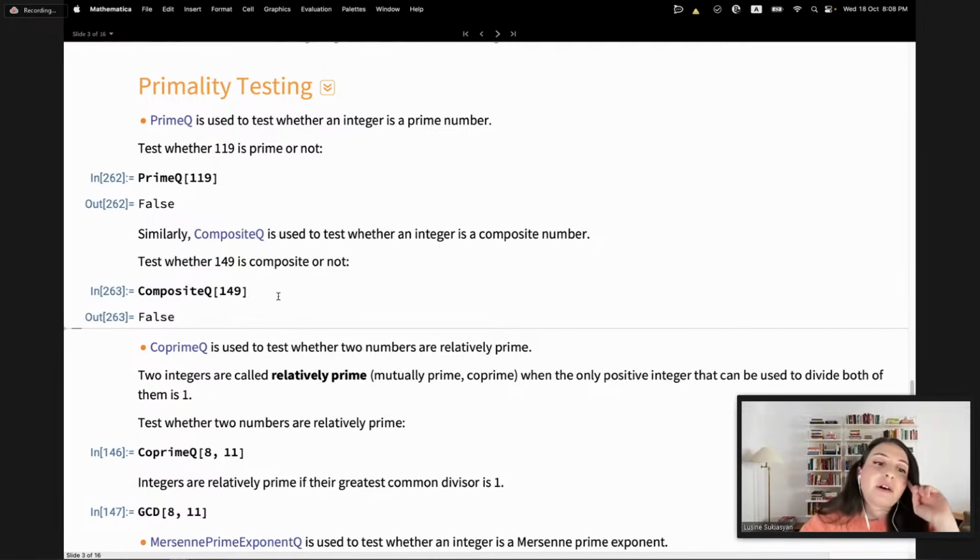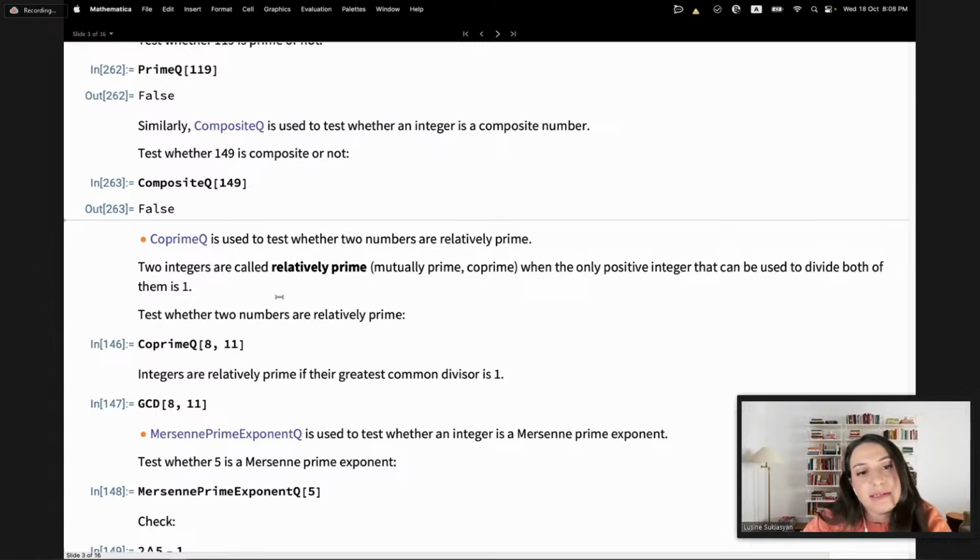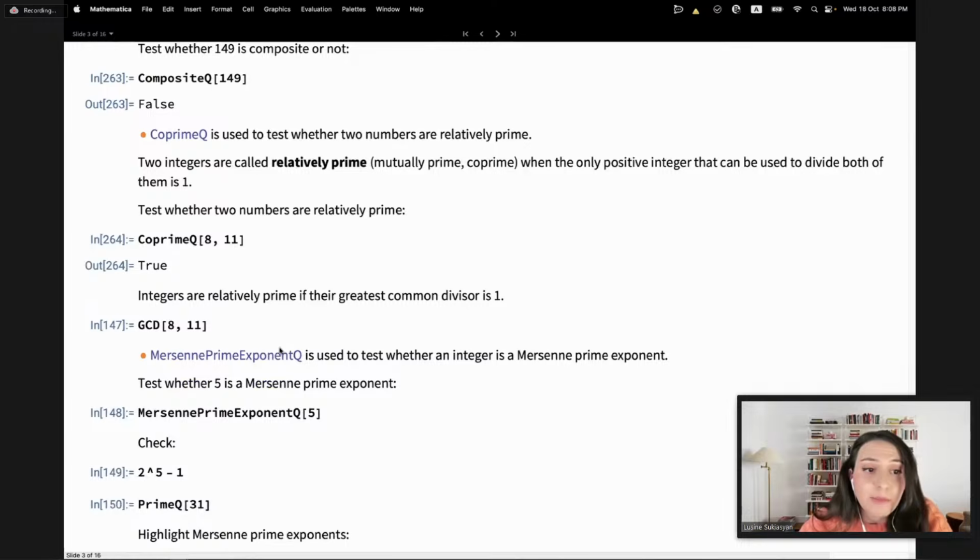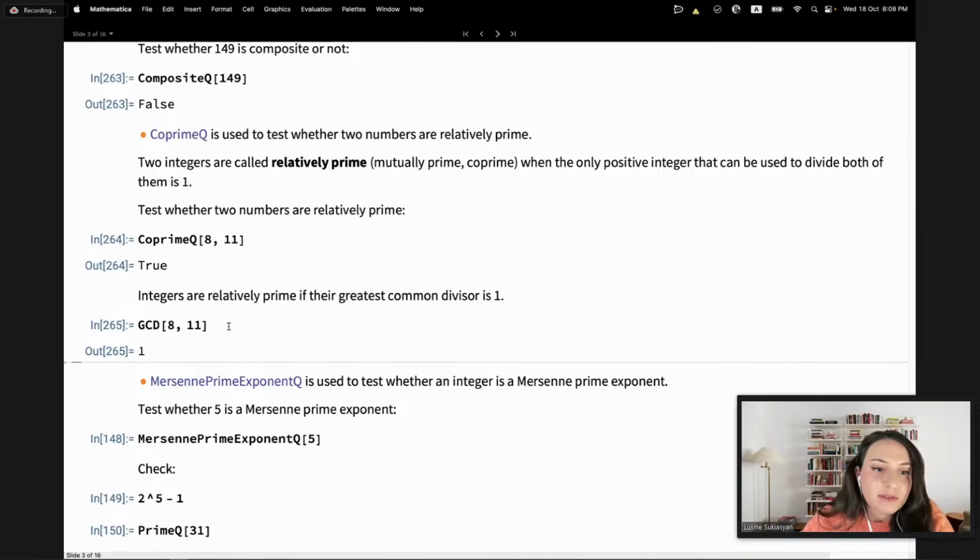The next one is the function CoprimeQ, which is used to test whether two numbers are relatively prime. So what are relatively prime numbers? Two integers are called relatively prime or mutually prime or coprime when the only positive integer that can be used to divide both of them is 1. So we can test whether 8 and 11 are coprime or not by simply doing this. And yes, they are coprime. So integers are relatively prime, of course, if their greatest common divisor is 1. We have a function for that. We'll talk about it later, but this is equivalent to their greatest common divisor being equal to 1.